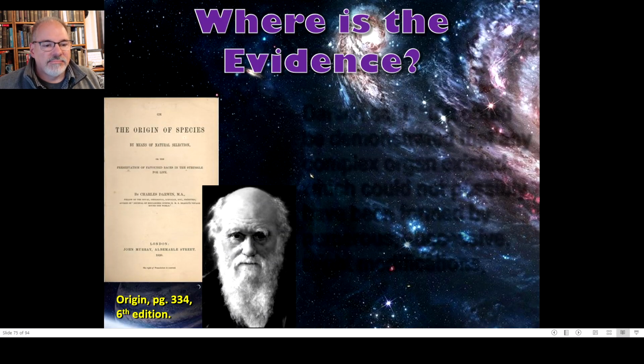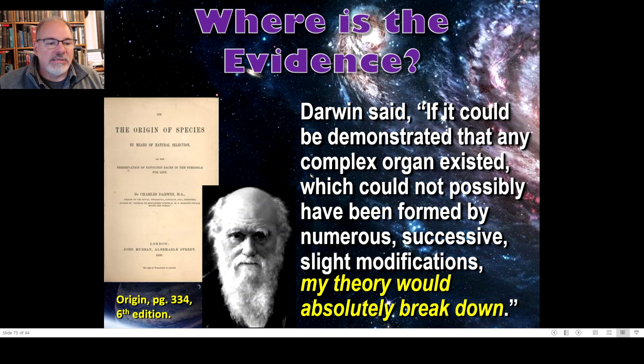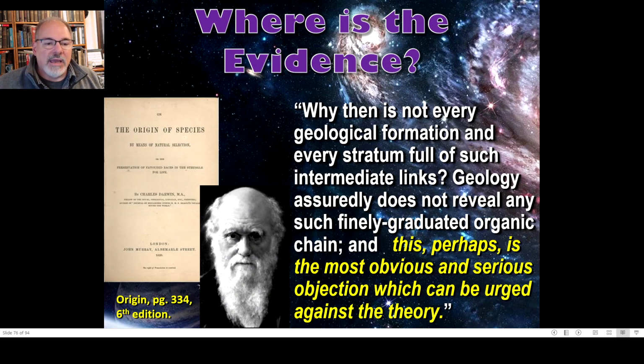Now, where is the evidence? So that's a copy of, or image of, Origin of the Species, and that's Darwin there. So let's see what he says. Darwin said, if it could be demonstrated that any complex organ existed which could not possibly have been formed by numerous successive slight modifications, my theory would absolutely break down. That's page 334 in the 6th edition of Origin of the Species. He goes on, he says, why then is not every geological formation and every stratum full of such intermediate links, or what we would call transitional forms? Geology assuredly does not reveal any such finely granulated organic chain, and this perhaps is the most obvious and serious objection which can be urged against the theory.